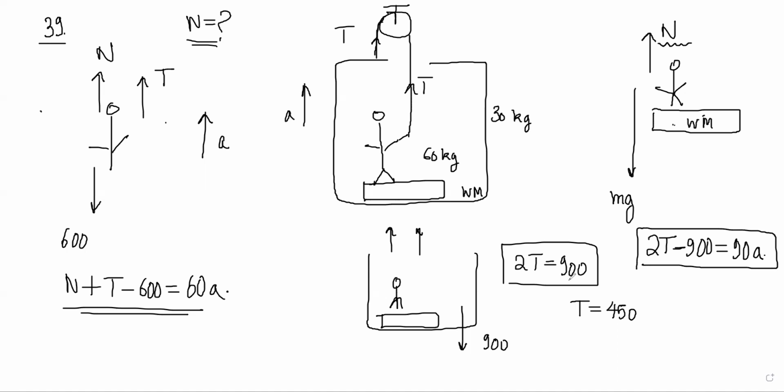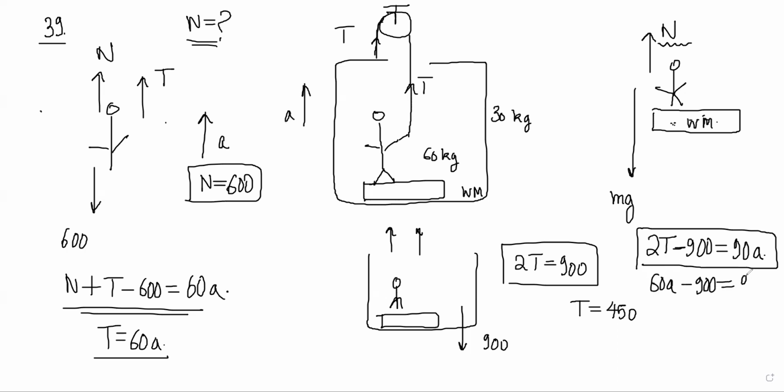Now, in this situation, he wants his real weight. So we know the normal force, what should be shown. Because he wants to see accurate weight, the normal force must be 600 then. So you will say T is equal to 60A then, right? And you will get basically 60A minus 900 is equal to 90A.